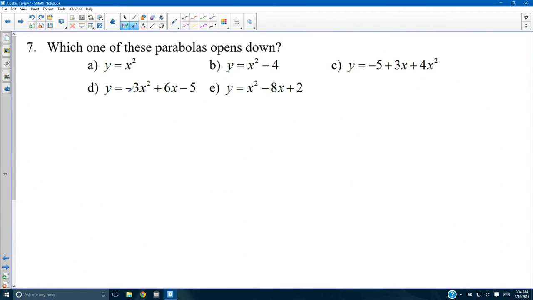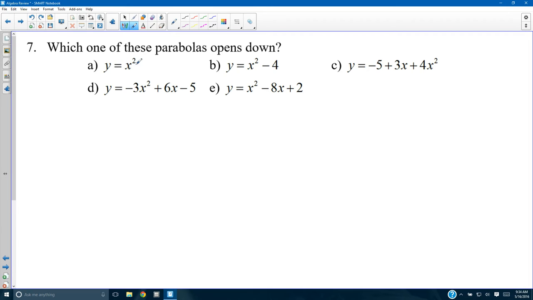Okay. Number 7. Which one of these parabolas opens down? First things first, it does have to do with certain numbers being negative. Second things second, it has to do with which one is negative. Third things third, to figure that out, it's probably best you write them in standard form.